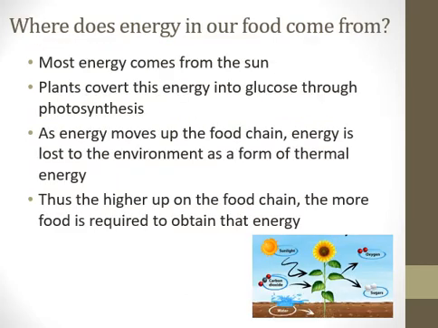So when we're looking at where energy comes from, the primary source of energy always comes from the sun. Plants then convert that sun into glucose through the process of photosynthesis, which, if you remember, we talked about in grade 9 science, and we'll learn in more detail in grade 12 bio. So the idea is that sunlight, those photons, get converted into glucose through photosynthesis in the leaves of plants.